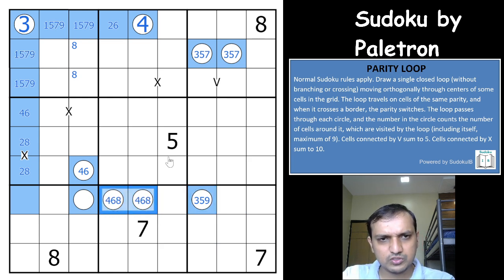2 is not possible. 4, 6 and 8. This is odd. 1 is not possible. 3, 5, 7 and 9.